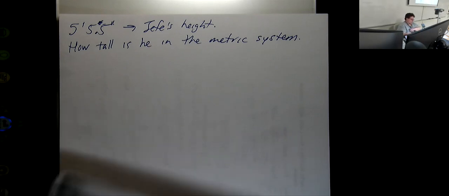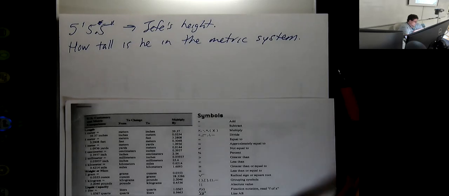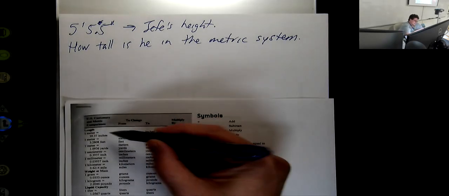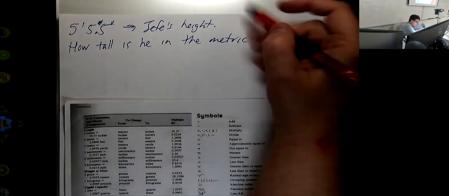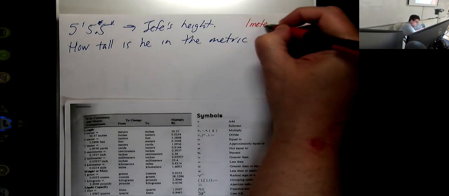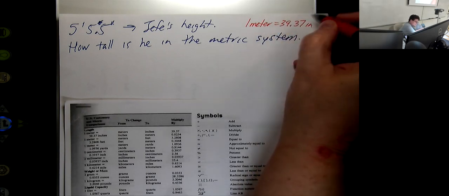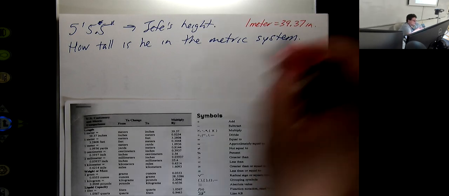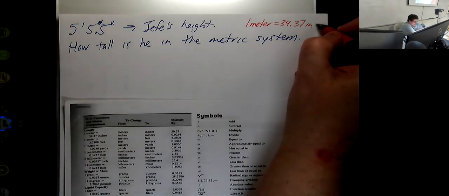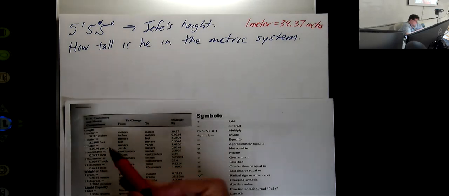So I'm going to come over and look at our table and go, what do I have that I can convert feet to inches or feet to centimeters? That tends to be your feet to meters. And I see right here, I'm going to write it down so I don't lose it. I've got 1 meter equals 39.37 inches. So I'm pulling that from the top one.